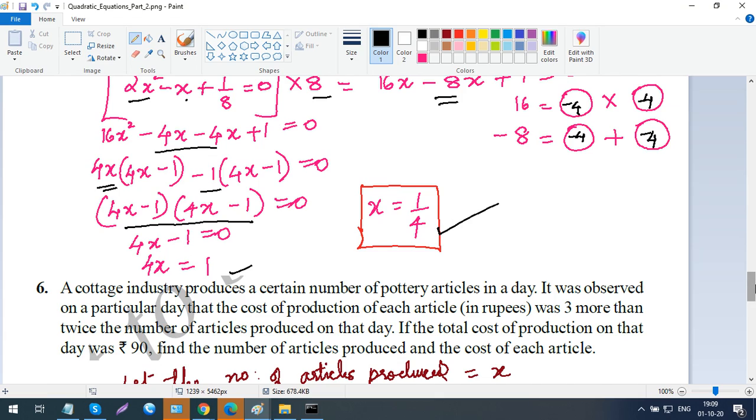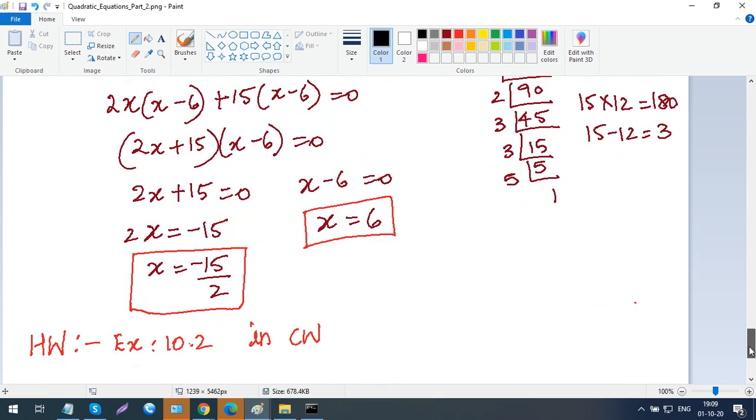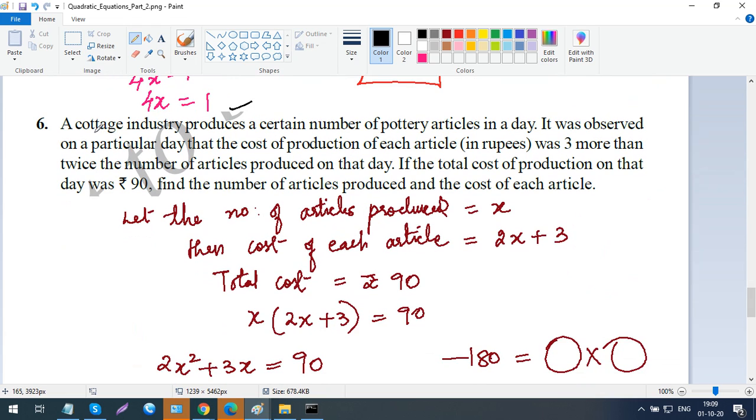This is the solution. Now we'll look at one of the word problems. Here you see they say a cottage industry produces a certain number of pottery articles in a day.